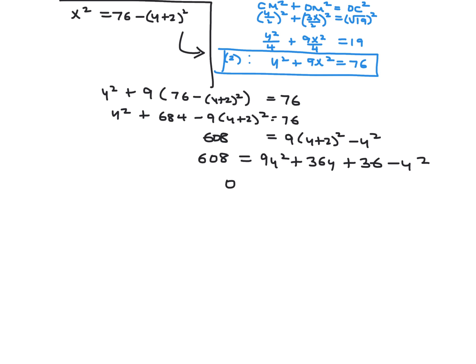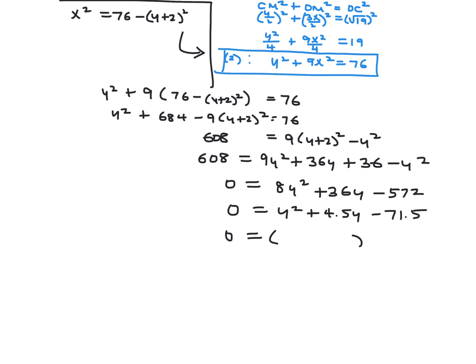So if we put everything on one side and collect like terms, it would be 8y squared plus 36y minus 572. Divide through by 8, and we'll get y squared plus 4.5y minus 71.5. I know you're not supposed to use decimals, but that's okay. And I think I can factor this. 6.5, 11, positive, negative. So y would be 6.5.